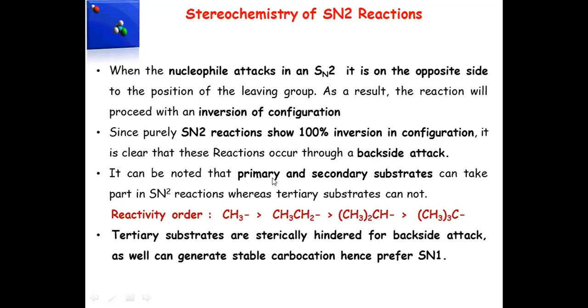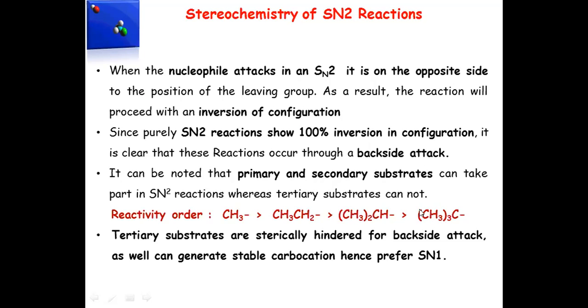It is observed that generally primary and secondary substrates take part in SN2 reaction, whereas tertiary substrates do not generally undergo SN2 reaction. Why? If you see the structure, this is your primary, this is your primary, this is secondary, and this is tertiary.